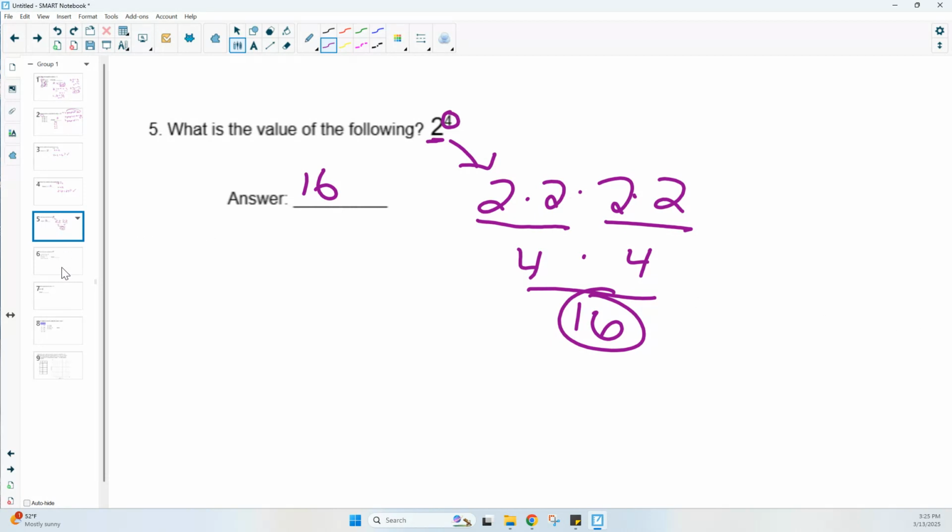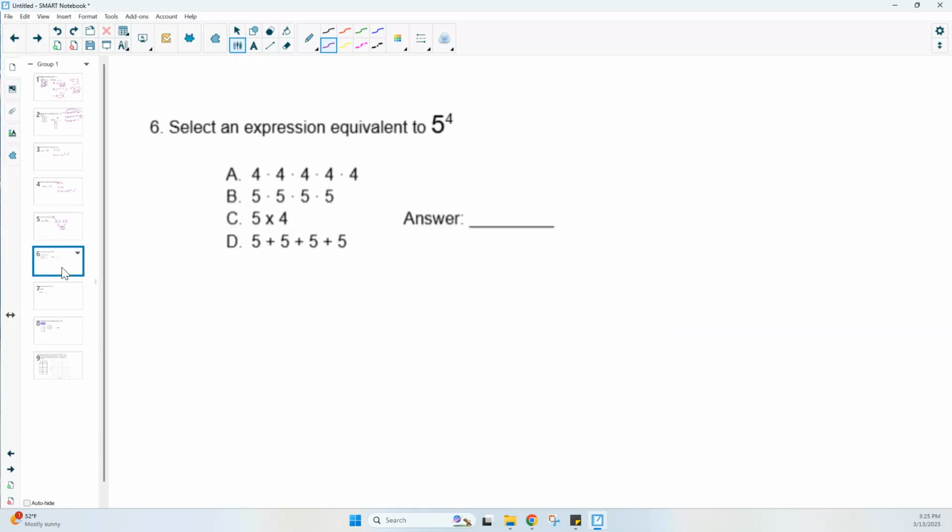All right, let's keep going. Select an expression equivalent to 5 to the 4th. So again, we know that 5 is our base, the number we are multiplying. And then 4 is our exponent, how many times you multiply it. All right, 5 to the 4th power would be 5 times itself 4 times, which would be option B.